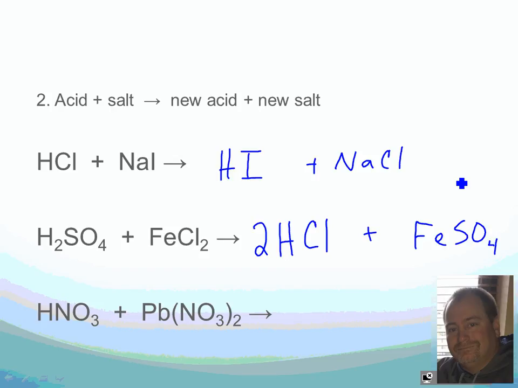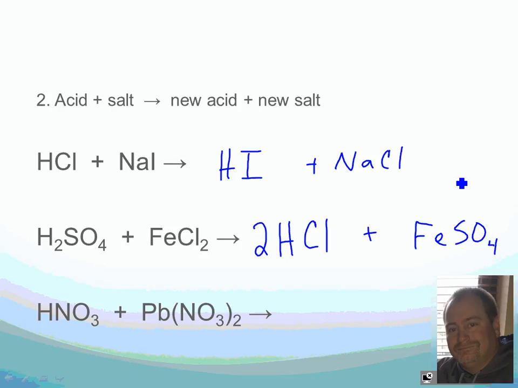Now look at this third one. I threw this in there just to prove a point to you. What's the point that I'm trying to prove here? It's gonna be the same thing, right? Because both of them have nitrate on the back end.